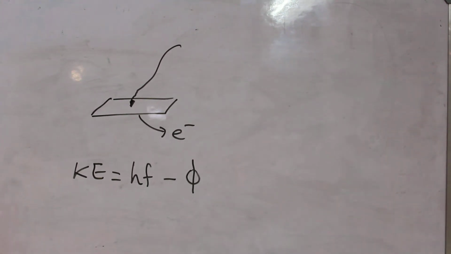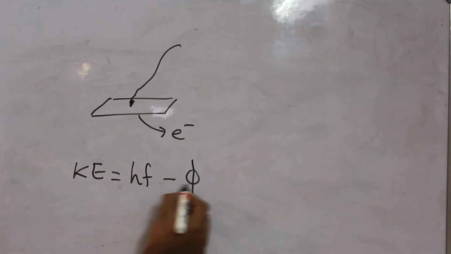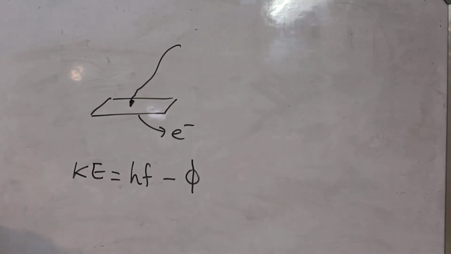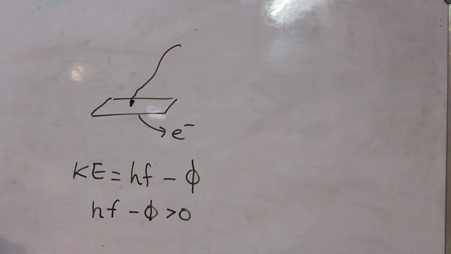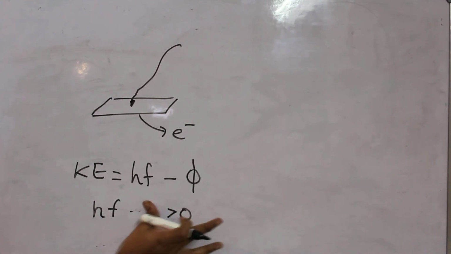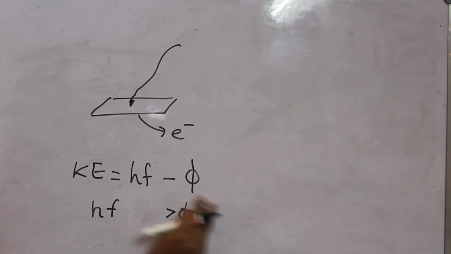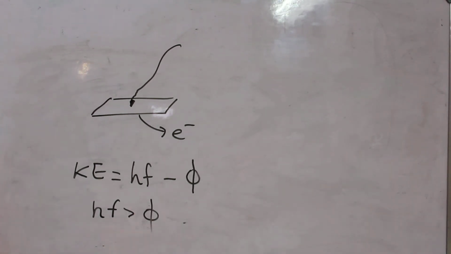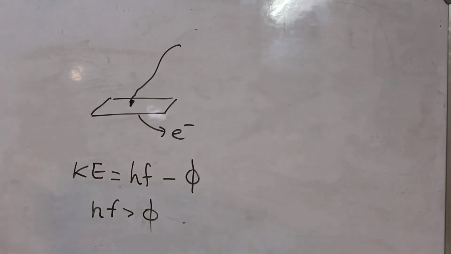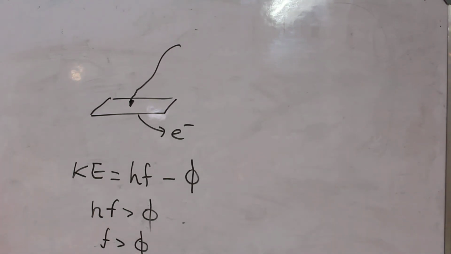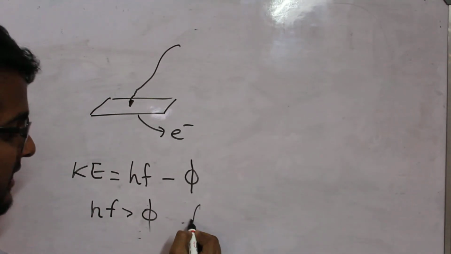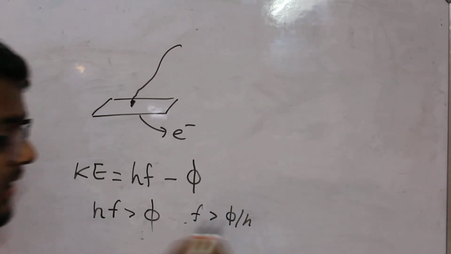I know that the kinetic energy has to be positive. This is what classical physics dictates, right? So mathematically this quantity must have a value greater than 0. So hf minus the work function must be greater than 0. Let's add phi to both sides, so you get hf is greater than phi. Then I can divide by h on both sides, so I get the frequency f is greater than phi over h. Let me write that more clearly: this frequency is greater than phi over h.